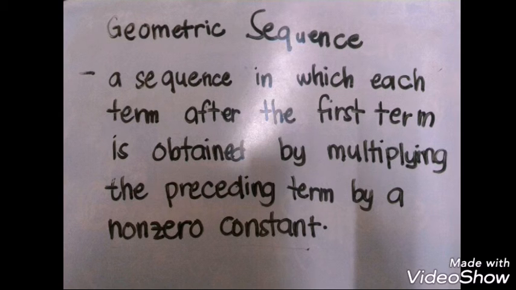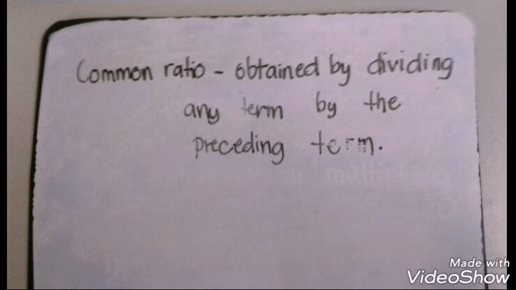As defined, it is a sequence in which each term after the first term is obtained by multiplying the preceding term by a non-zero constant. This non-zero constant is referred to as the common ratio. The common ratio can be obtained by dividing any term by the preceding term.